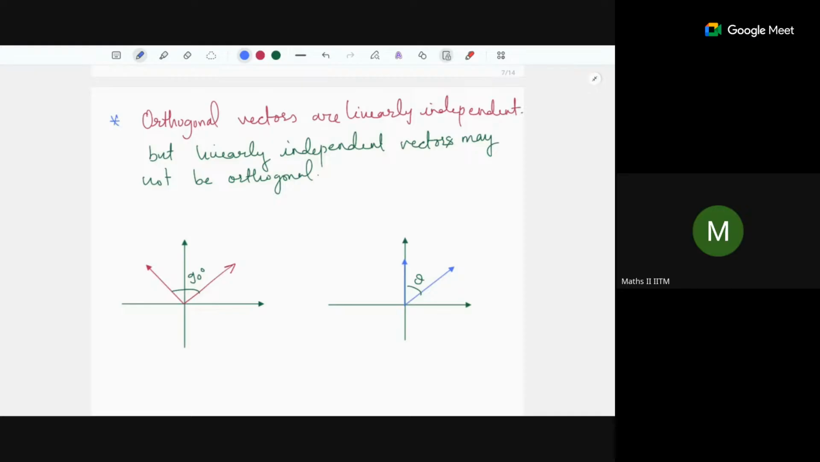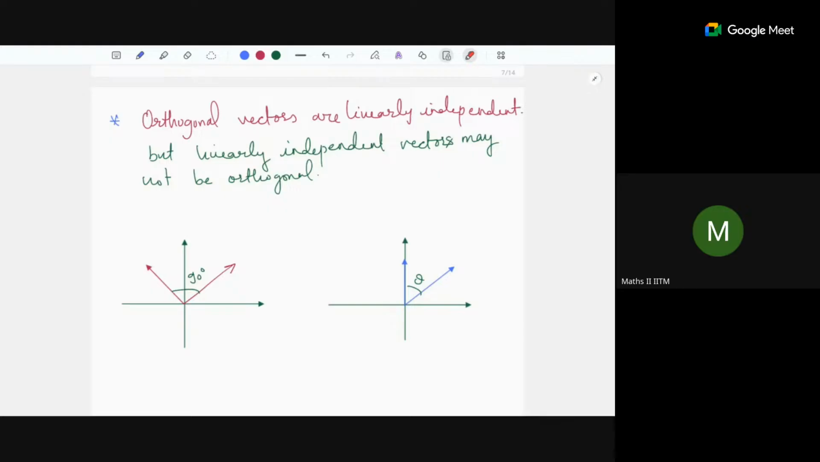But two independent vectors may not be orthogonal to each other. You can see that from the second figure. The vectors in the second figure are independent. U and V are independent because they are not lying in the same direction, but they are not orthogonal because the angle between them is not 90 degrees.